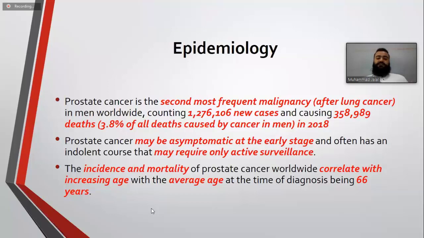Epidemiology. Prostate cancer is the second most frequent malignancy after lung cancer in men worldwide, counting about 1,276,106 new cases and causing 358,989 deaths, which are 3.8% of all deaths caused by cancer in men in 2018. Prostate cancer may be asymptomatic at the early stage and often has an indolent course that may require only active surveillance. The incidence and mortality of prostate cancer worldwide correlate with increasing age, with the average age at the time of diagnosis being 66.